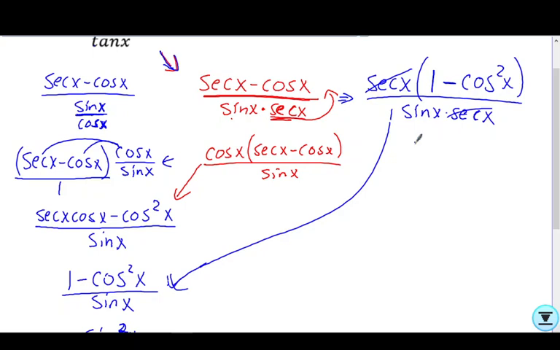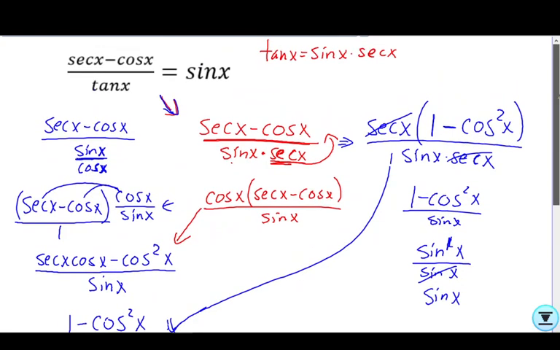And then you basically have 1 minus cosine squared x over sine, and that's sine squared x over sine x, which is just sine x. Like that. So here are 3 different ways of doing this problem. Each one unique in a way, or playing off of each other. So again, it depends on how you see the problem.